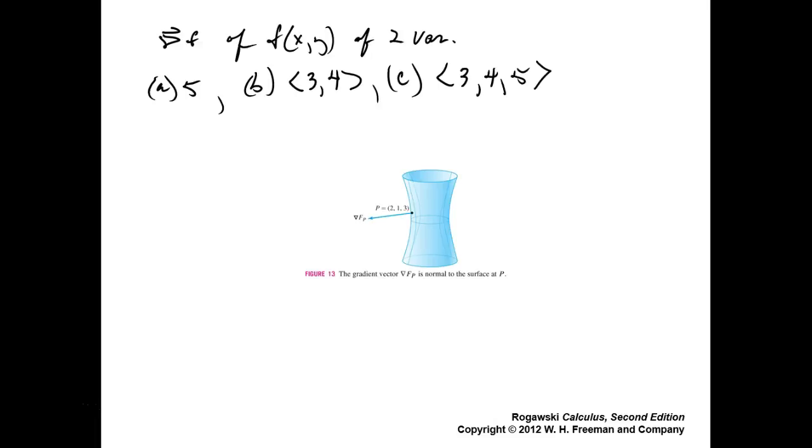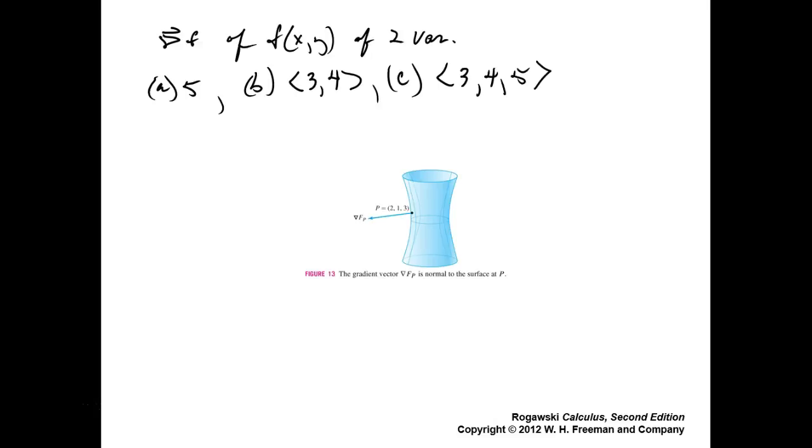B, that's exactly correct. Because a gradient is a vector, that's a scalar, so it can't be A. Okay? A gradient in two variables has to be a two-component vector, that's B, it can't be C. So you're absolutely right, it's got to be B. Or at least I think you're absolutely right. Let's see what the back of the book thinks.